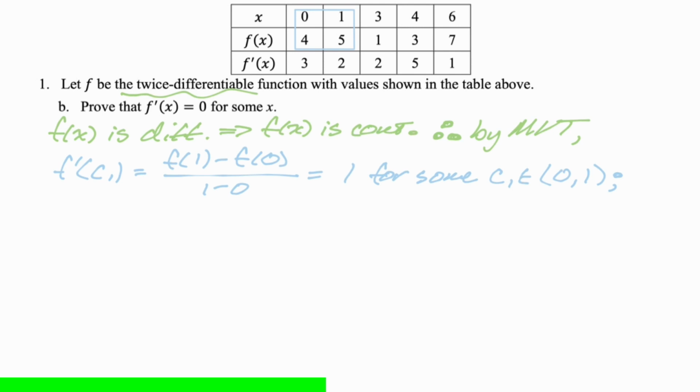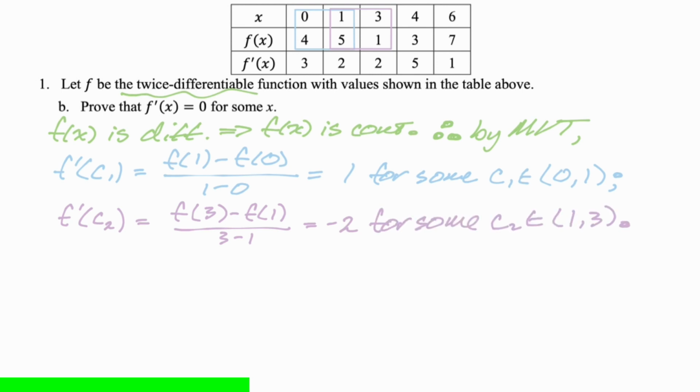Now I'm going to do it again. We already know that f prime of 2 is approximately negative 2, so I'm going to use that interval, from 1 to 3. So f prime of C2 is f of 3 minus f of 1 over 3 minus 1, which is still negative 2, for some C2 between 1 and 3.